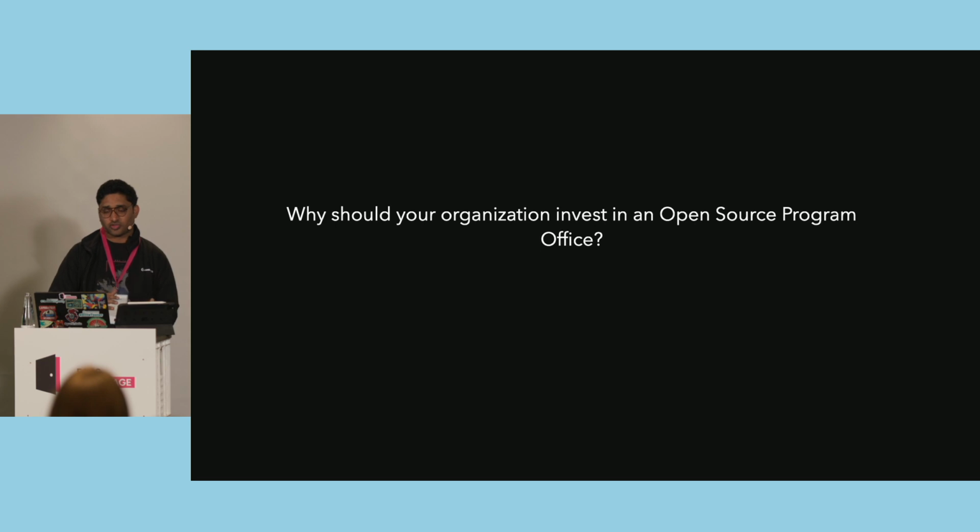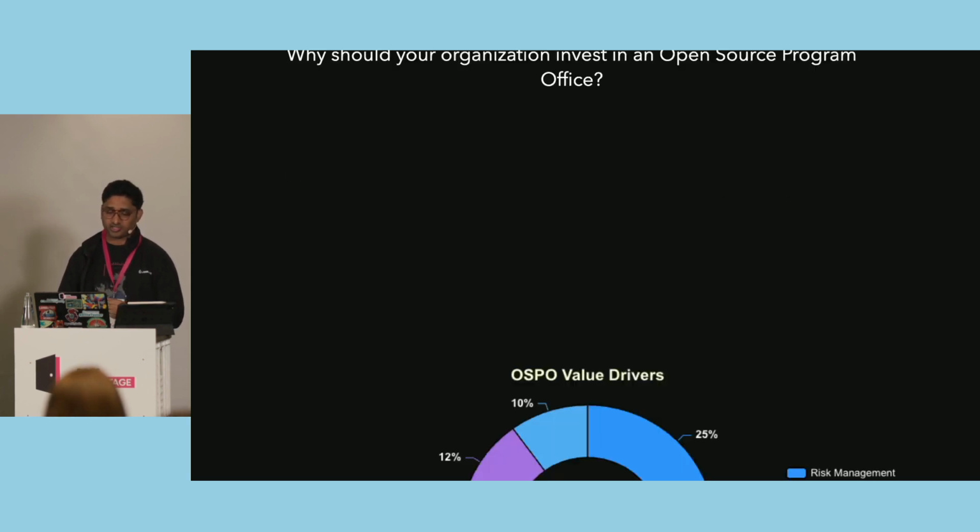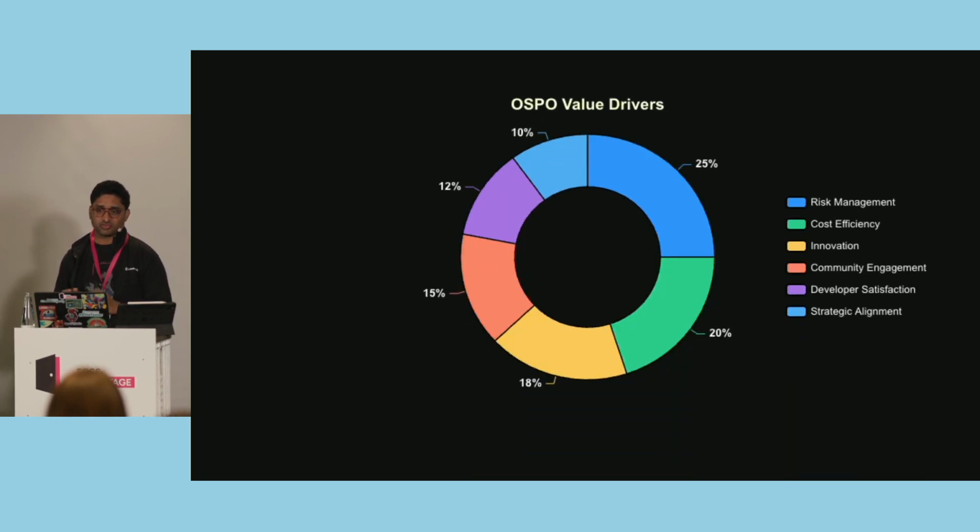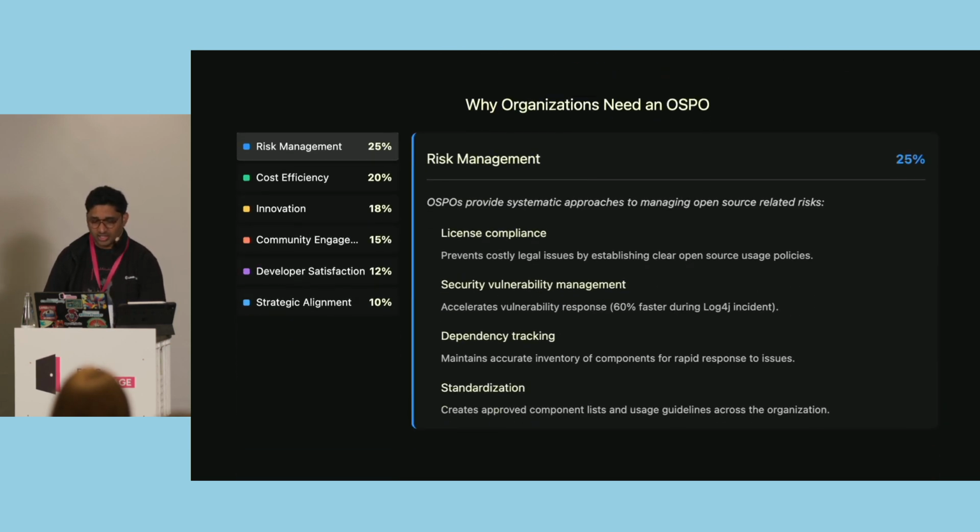So now we know the OSPO and the key principles of OSPO. Why should an organization invest in an open source program office? I have done some research on that, and I have collected some data points. To answer the question, first I would like to discuss what OSPO value drives. There are 6 key OSPO value drivers: risk management, cost efficiency, innovation, community engagement, developer satisfaction, and strategic alignment. Here, risk management has the highest stake. We'll discuss them one by one.